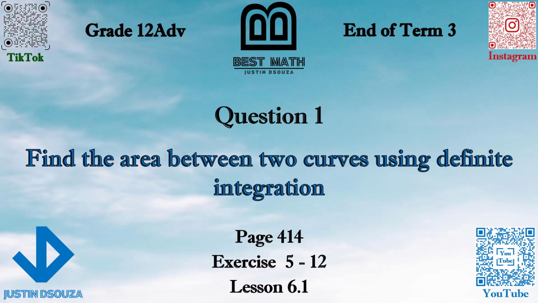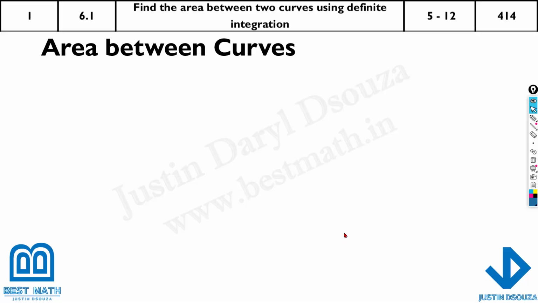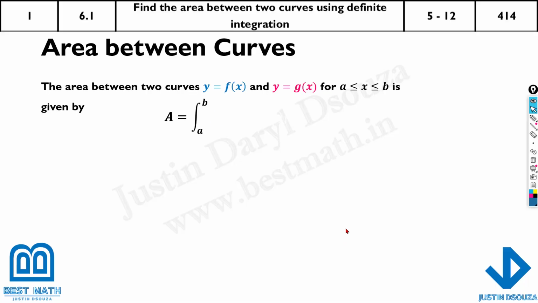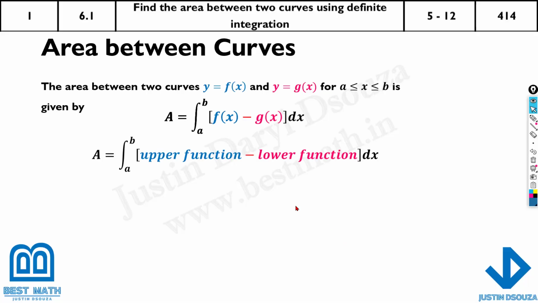In this question, we'll find the area between two curves using definite integrals. Before we begin the problems, let's look into the formula. The formula can be of two different versions. The general formula is considered along the x-axis, where the limits lie. And here you can see the upper function minus lower function. Limits are a to b.